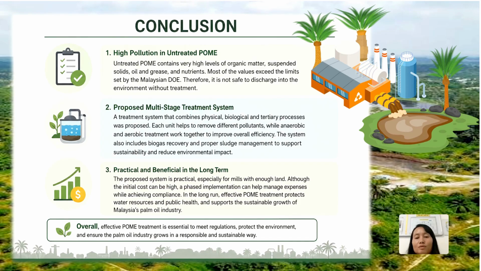From the technical and economic point of view, the proposed system is practical, especially for palm oil mills because they have enough land. The cost of building and operating the system may be high, but choosing the best approach allows the mill to meet the regulations step by step and manage the cost better. In the long term, good palm oil mill effluent treatment will protect our water resources and public health. At the same time, it supports the sustainable growth of Malaysia's palm oil industry by balancing environmental responsibility with operational needs.